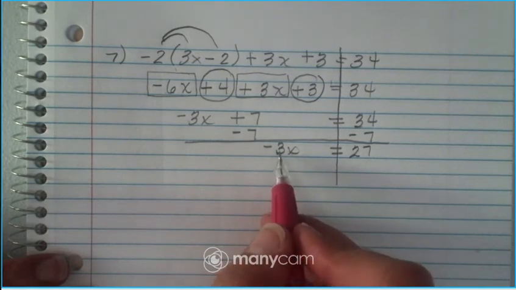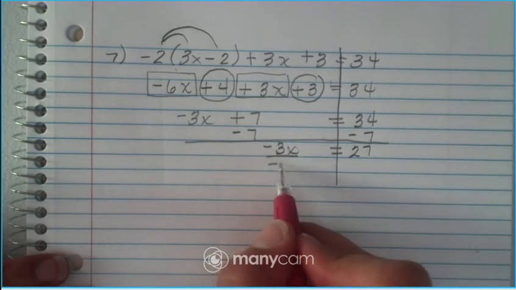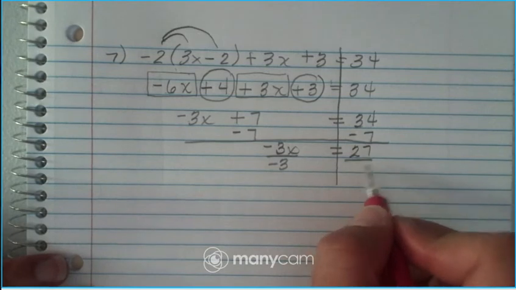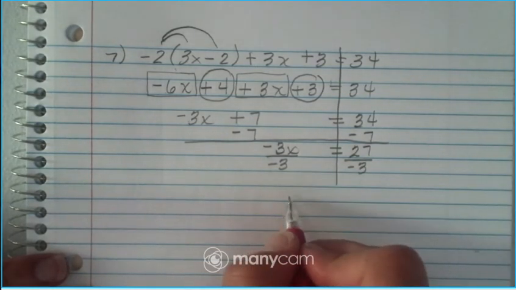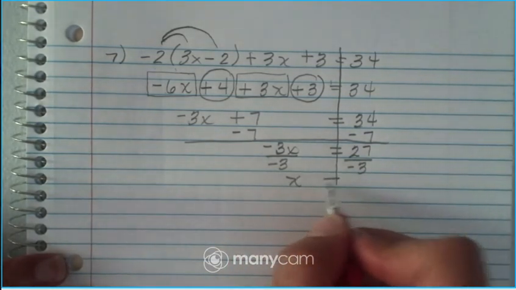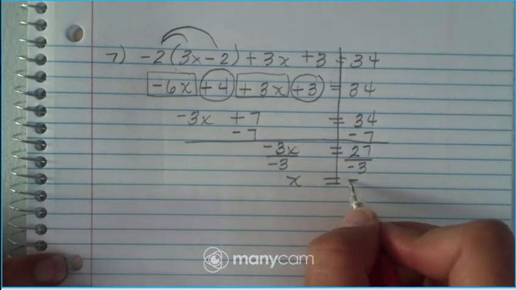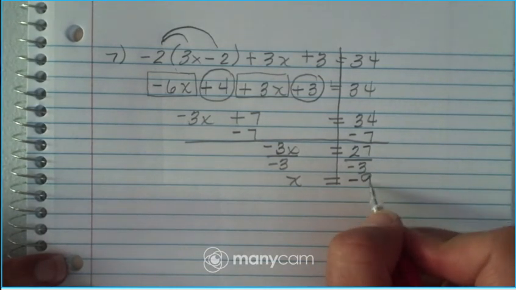Isolate x, so we've multiplied by negative 3, so the inverse is divide by negative 3. And x equals positive divided by negative is a negative. 27 divided by 3 is 9.